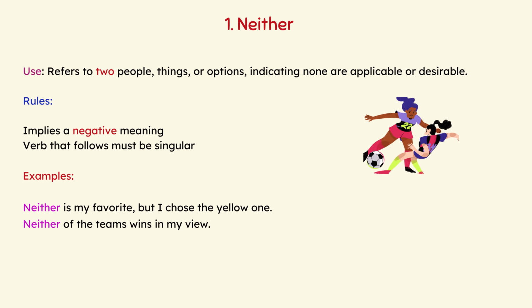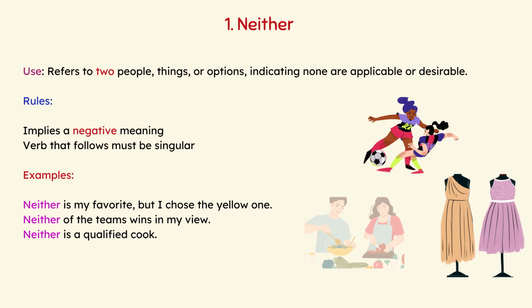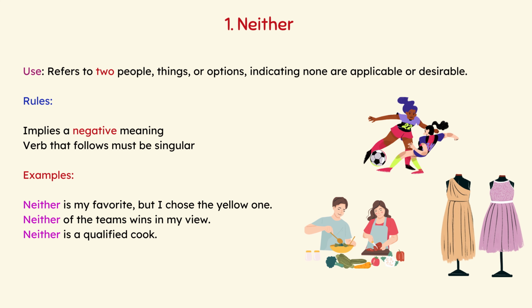Let us learn about the use of neither. Neither refers to two people, things, or options, indicating that none are applicable or desirable. Rules: neither implies a negative meaning. The verb that follows must be singular. Here are some examples. Neither is my favorite, but I chose the yellow one. Here, neither means not one of the options, so the singular verb is used.